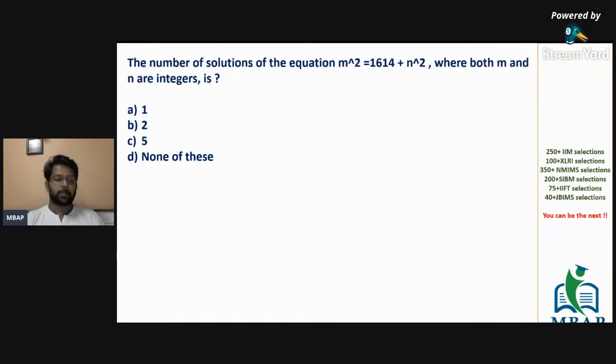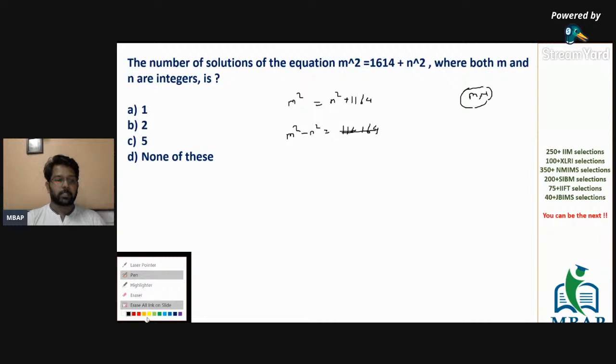And the same question comes in multiple formats. I repeat, the same question comes up in multiple formats. If you see this question, this is again a CAT 2013 question. The question which you can see on the screen is again a CAT 2013 question, which is m square is n square plus 1614. The question is to find the number of solutions which are possible for m and n. It's the same question, which is m square minus n square is equal to 1614.